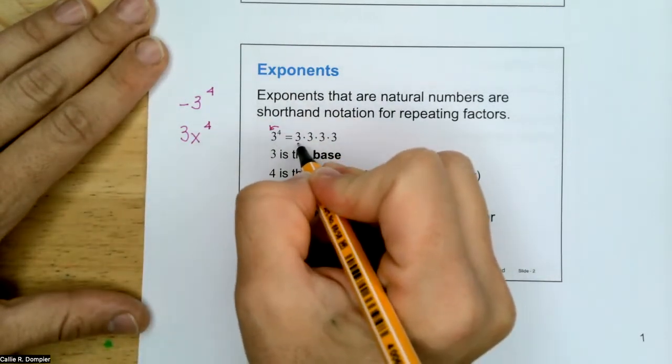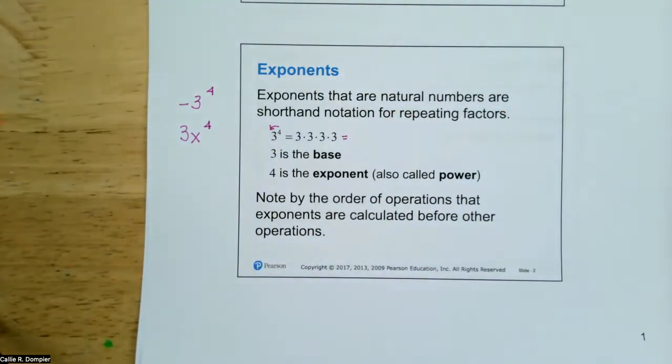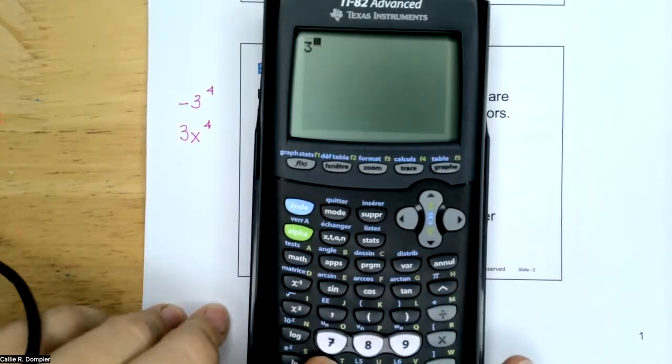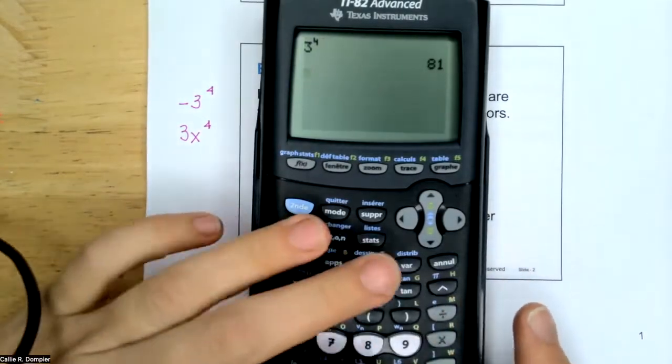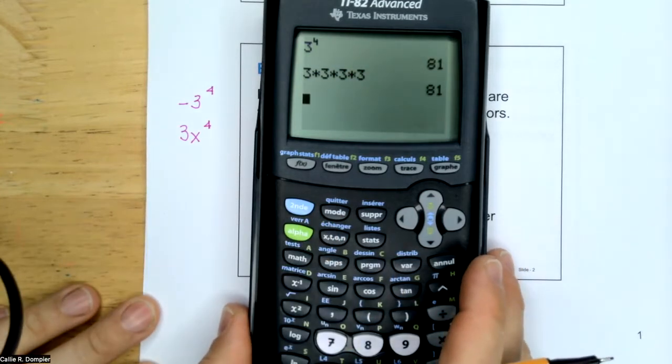Okay, if we have 3 to the 4th, that is 3 times 3 times 3 times 3. You can just put that into your calculator, right? 3 to the 4th is 81 because 3 times 3 times 3 times 3 is also 81.